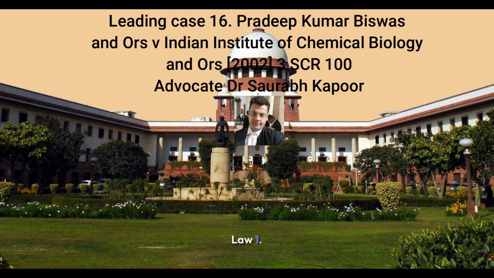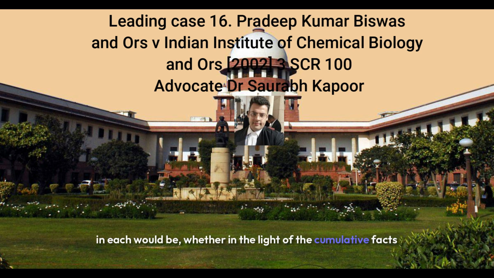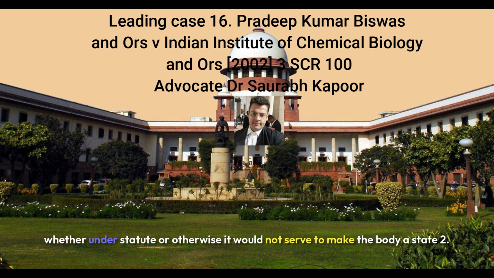Law 1. After reviewing all the previous cases, Sukhdev, Subhajit Tweri, Ramana, A.J. Hasia, the court in the present case concluded, with regard to the test for finding out whether a body is a state or any other authority under Article 12, the question in each would be, whether in the light of the cumulative facts as established, the body is financially, functionally and administratively dominated by or under the control of the government. Such control must be particular to the body in question and must be pervasive. If this is found, then the body is a state within Article 12. On the other hand, when the control is merely regulatory, whether under statute or otherwise, it would not serve to make the body a state.